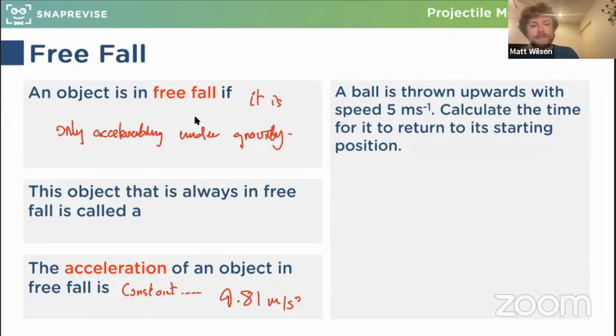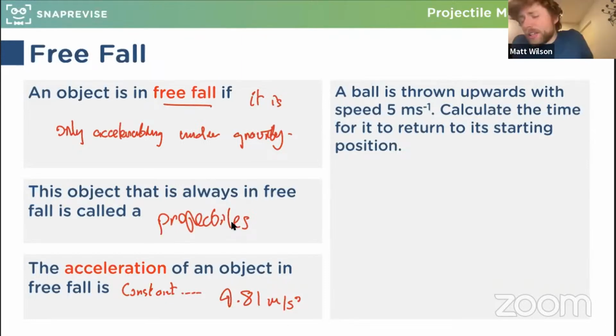Okay, now we have a word for objects which are in free fall, including those balls that would have been dropped off of the top of the Leaning Tower of Pisa. Those objects are all called projectiles. So this is an important point. An object doesn't have to be fired for it to be a projectile. It just has to be under free fall.